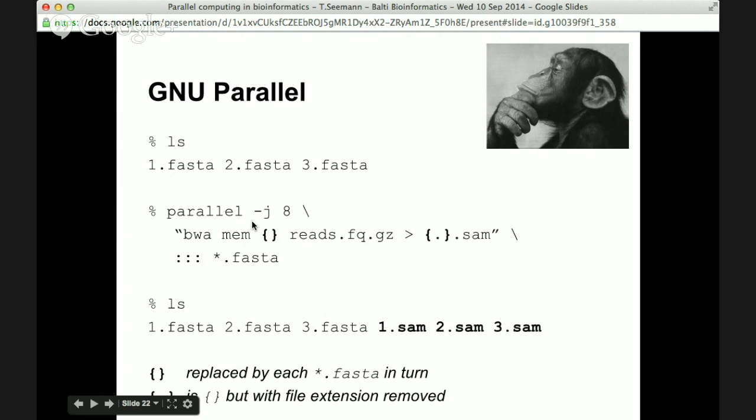So parallel -j8 means use 8 CPUs, and then we've given it the command. The braces here get substituted for each of the FASTA files at the end. The syntax is a bit foreign at first, but it's not hard to get a handle on.